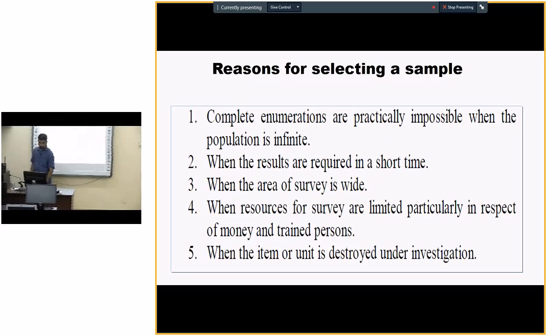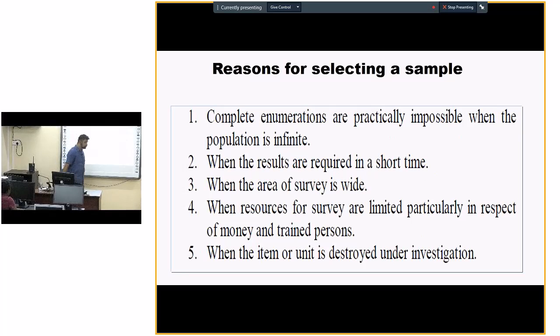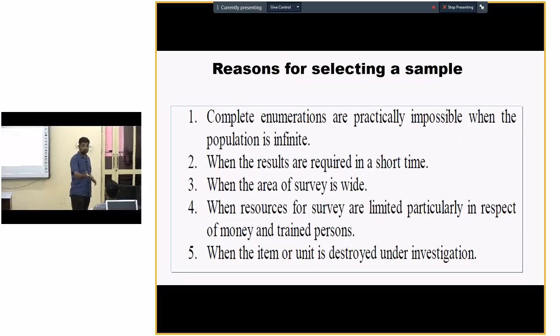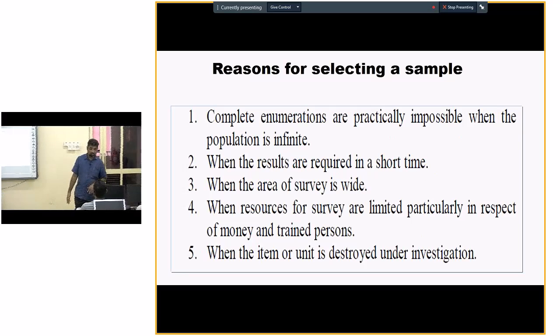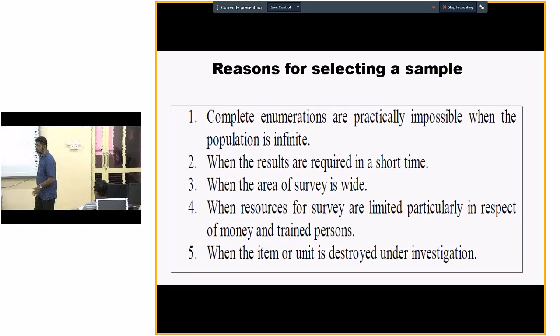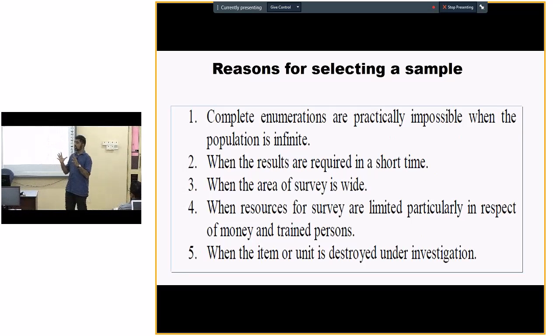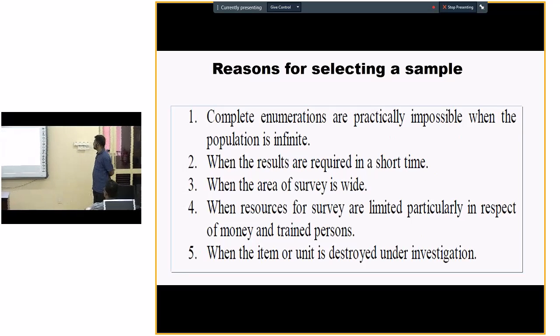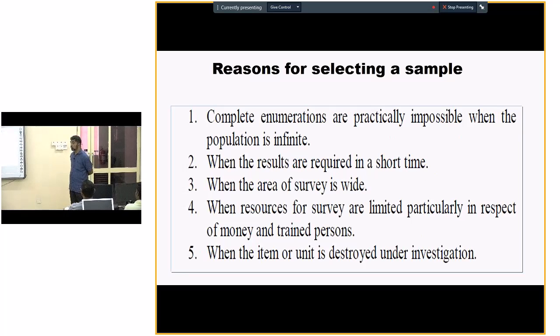Then, reasons for selecting a sample. Now when you are doing your research, you are going to select a sample. In your case, you have a number of companies, right? IFRS relevant companies, but you are going to collect data from a limited number, right? And it should be a representative sample, right? Then what are the reasons behind that? Here, complete enumeration is practically impossible when the population is infinite. That is for primary data.